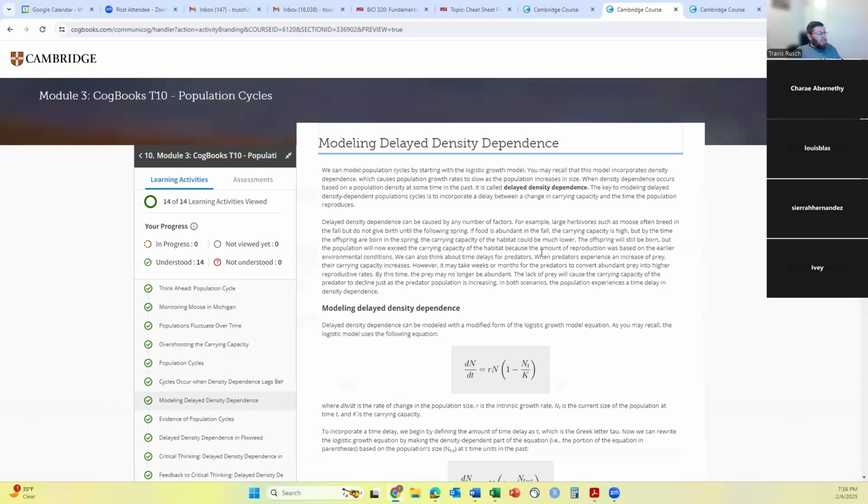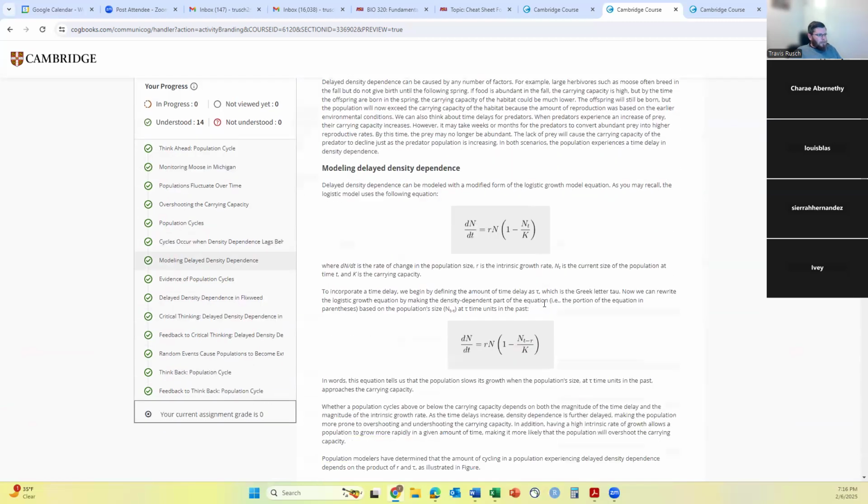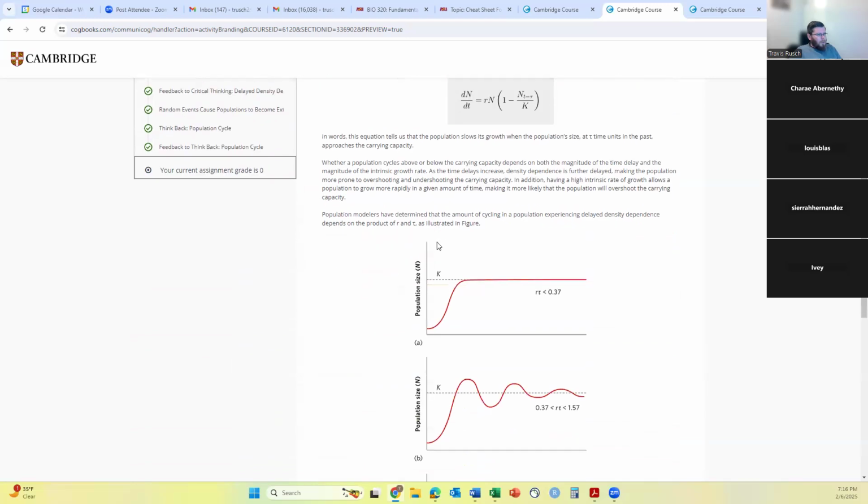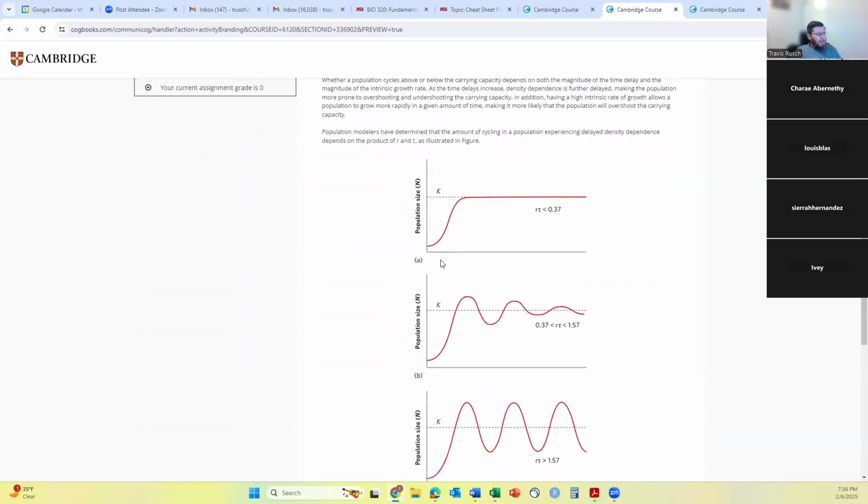Okay, so this is talking about modeling delayed density dependence. And this goes, I think, a little beyond our level that we need to. We'll need to understand this modeling concept conceptually, but we're not going to have to do any calculating for density dependence. It's more important to understand what these different patterns are showing, right?